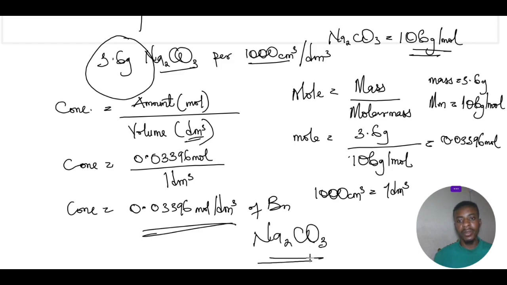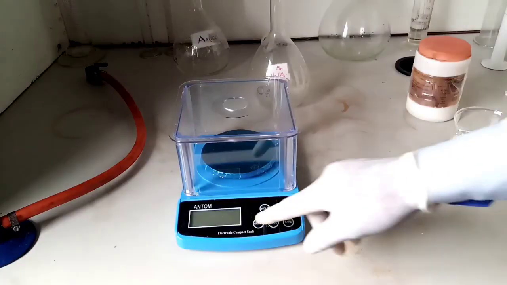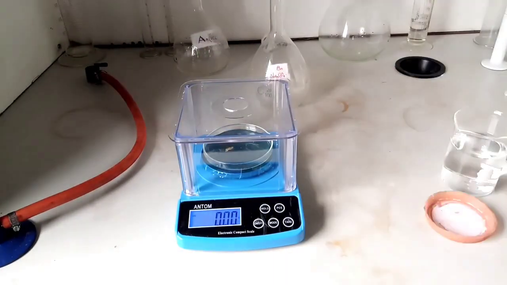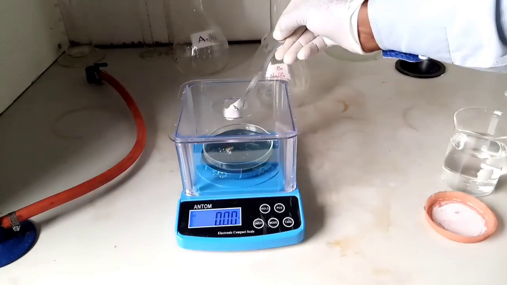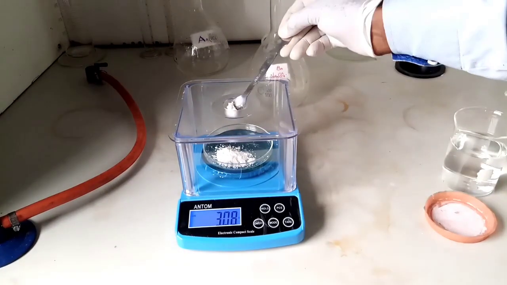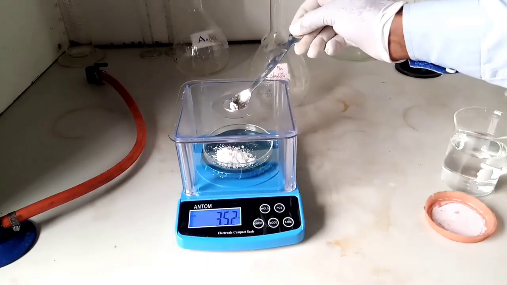I believe it is very clear enough. So let's go further to the preparation of the solution, the practical aspect of it. Measure the BN now, which is your sodium trioxocarbonate(IV). We'll measure out 3.6 grams of sodium trioxocarbonate(IV).